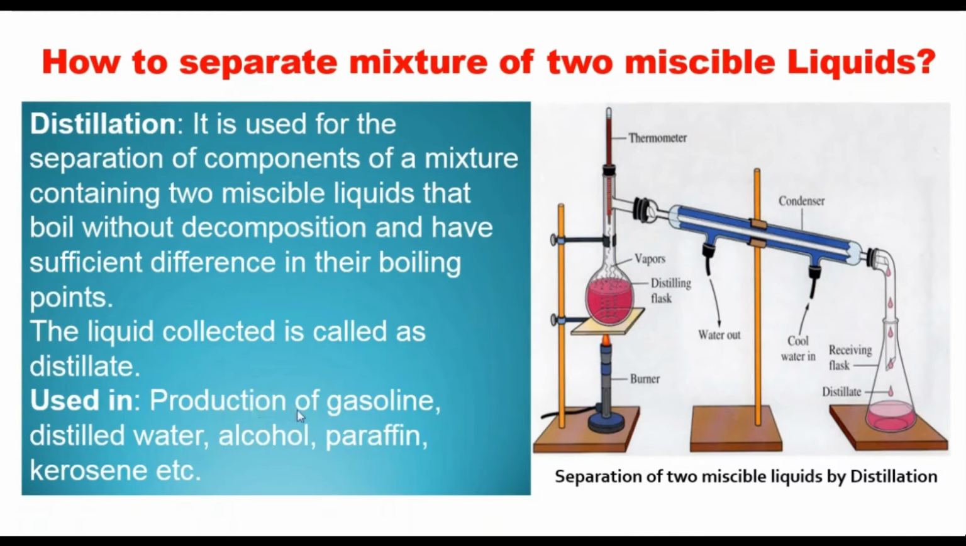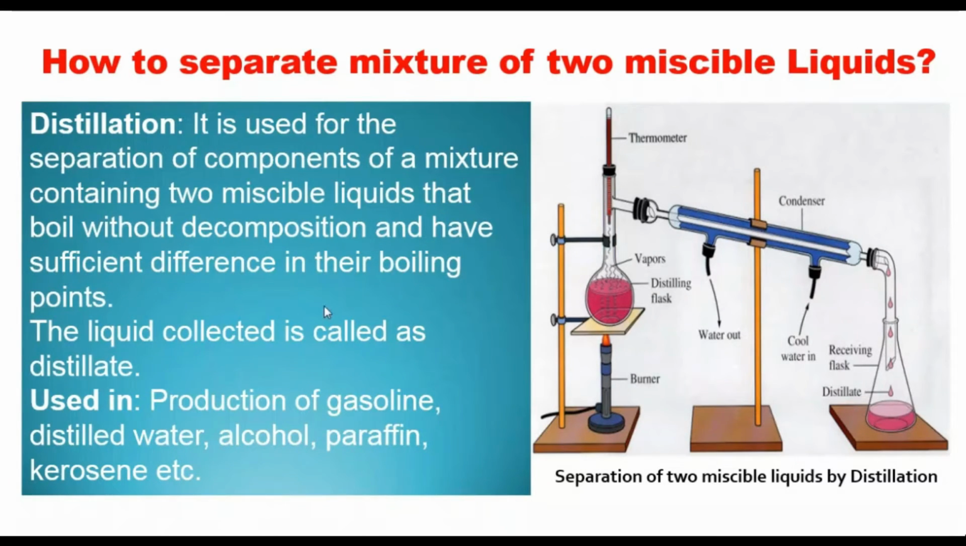Distillation process is used in the production of gasoline, distilled water, alcohol, paraffin, kerosene. Through this we can obtain a pure form. So this is what we call the distillation process. Even the filtration of water, distilled water, these are all examples of distillation.